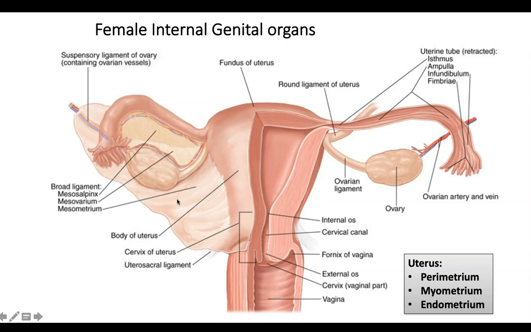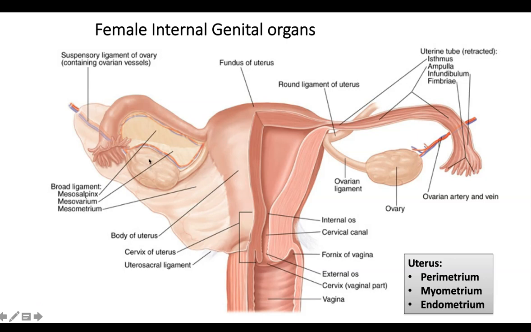So, female internal genital organs. The female internal genital organs include the two ovaries, the uterine tubes, the uterus, and the vagina. The ovaries are almond-shaped reproductive organs. This is the primary sex organ. It produces the ovum or oocyte, and also the female reproductive hormones.